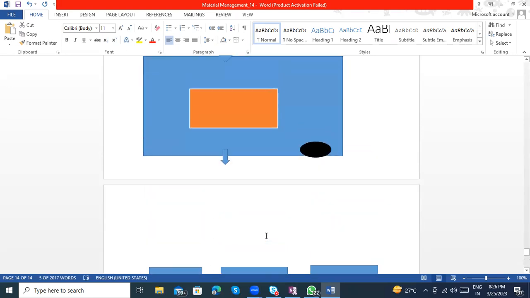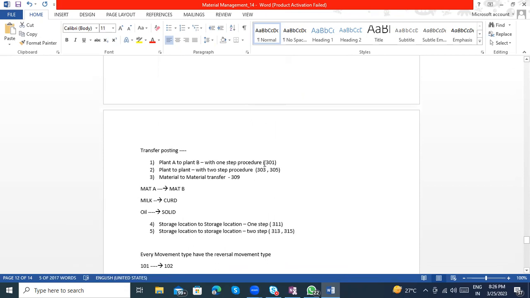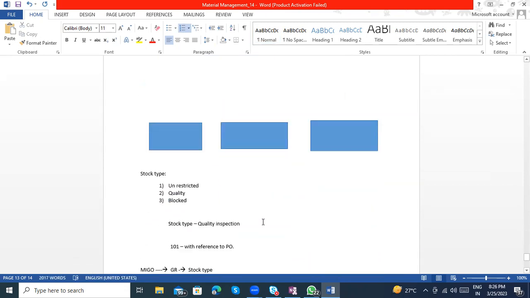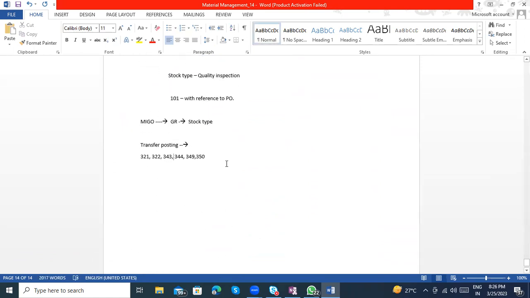Mostly the 3 series will be used for the transfer postings. Clear? Okay. So as of now, we have discussed goods receipt, goods issue and transfer posting. Then we have the return delivery.